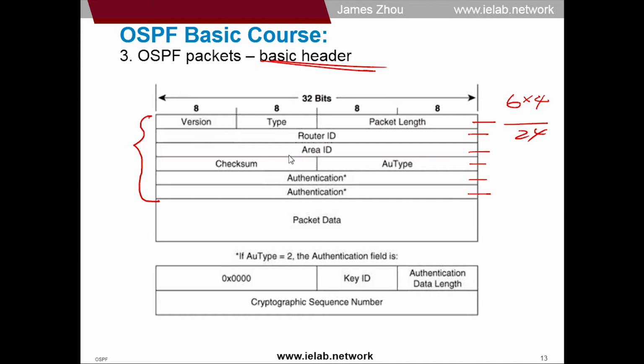Router ID here is 4 bytes. Area ID is 4 bytes here. Okay, this is an example. Go on. Authentication type and the authentication password we will discuss later in the authentication section.